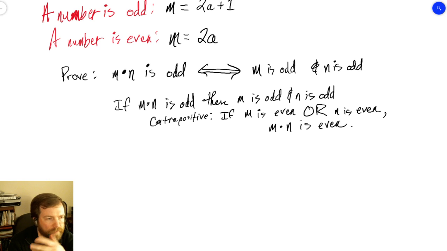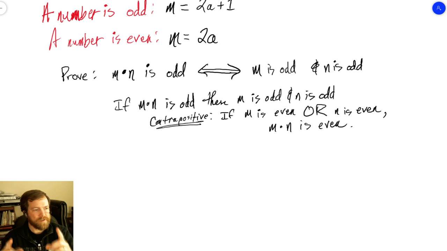Or for anybody else watching who doesn't know exactly what just happened here, contrapositive is saying, okay, I'm going to take the statement as it is and then flip it around and make everything negative.